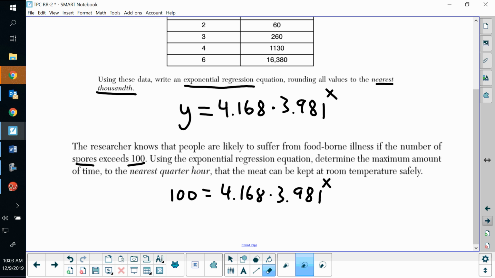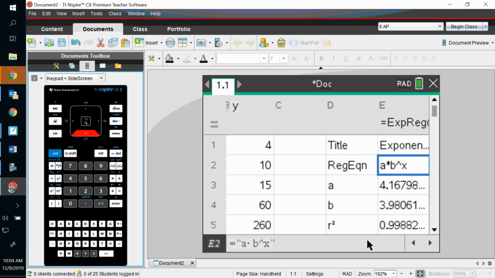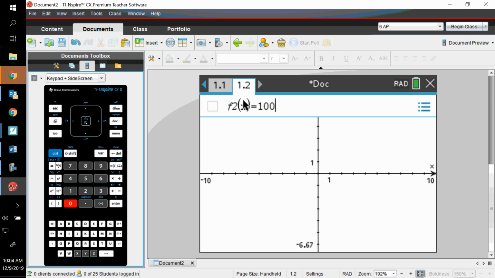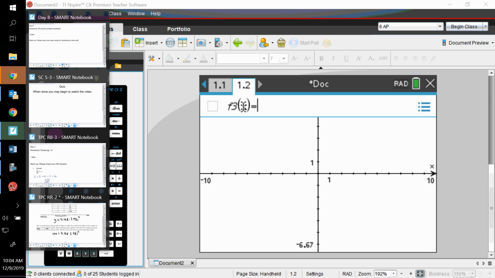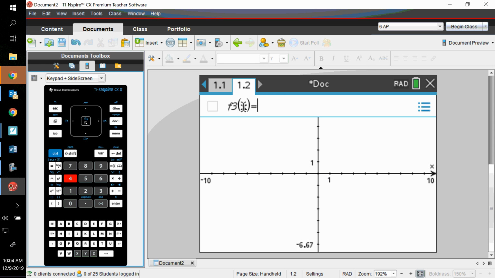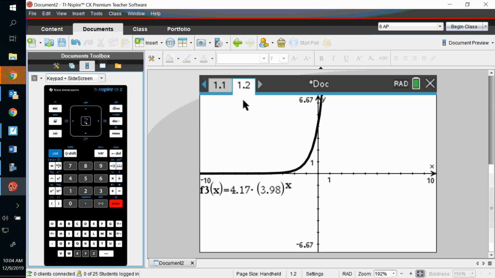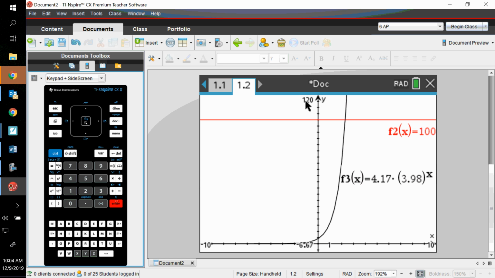And we're going to go to a graphs page and we're going to graph both of those. So go Control Doc, go to a graphs page. We're going to graph 100. And then we'll also graph the 4.168 times 3.981 raised to the x. Now, we can't see anything here because we need to see up to at least 100. So I'm going to make mine like 120 here. And notice now we see where they're crossing.